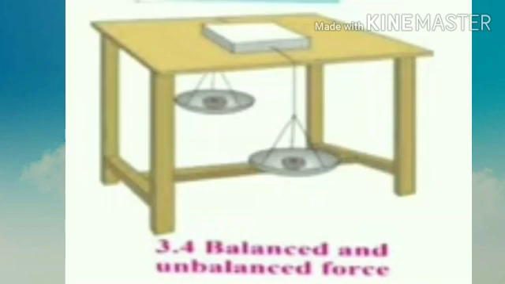Balanced and unbalanced force. You can also see in this picture, there is one cardboard box kept on the table in between, and we tie weighing pans to the two ends with a string, keeping equal masses in both the pans. The box does not move on the table.